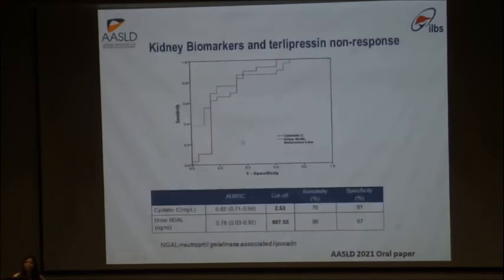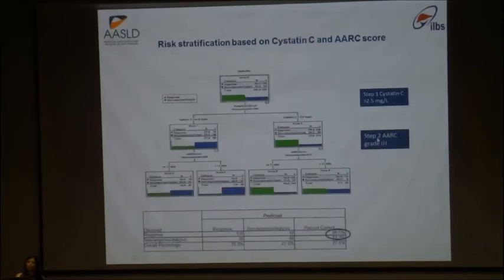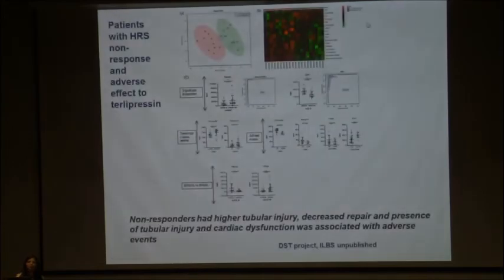We can use the biomarkers, and in this data we find that around 900 to 1000 NGAL is supposedly a marker to say that this patient will not respond to terlipressin alone, and we should be looking for alternative strategies. We suggested two models, based on NGAL and ARC score, or cystatin C above 2.5 and ARC score, to show which patients should be considered for early dialysis or an artificial liver support therapy, like Dr. Shiva was also showing. So this is the data for HRS non-responders.